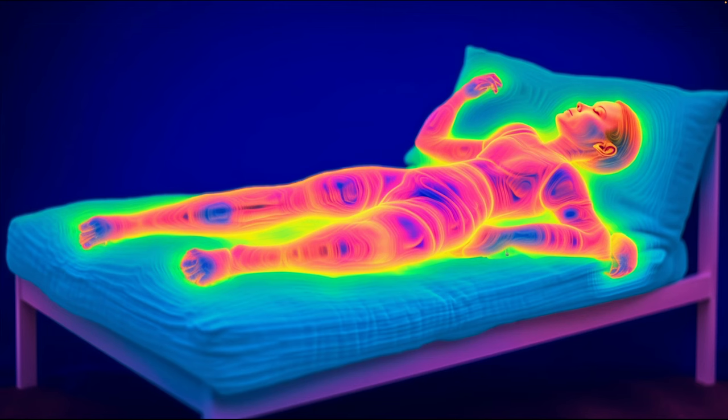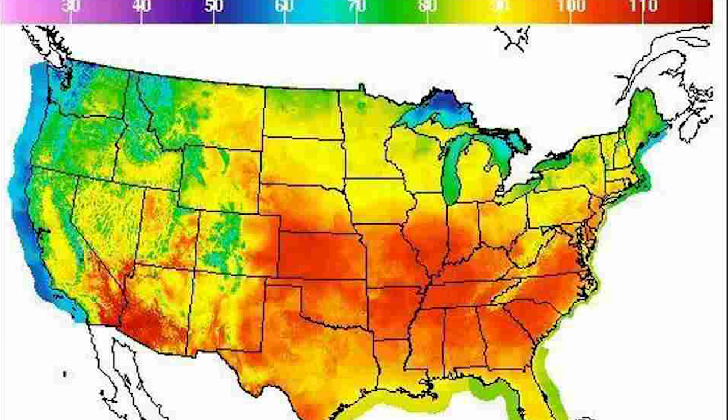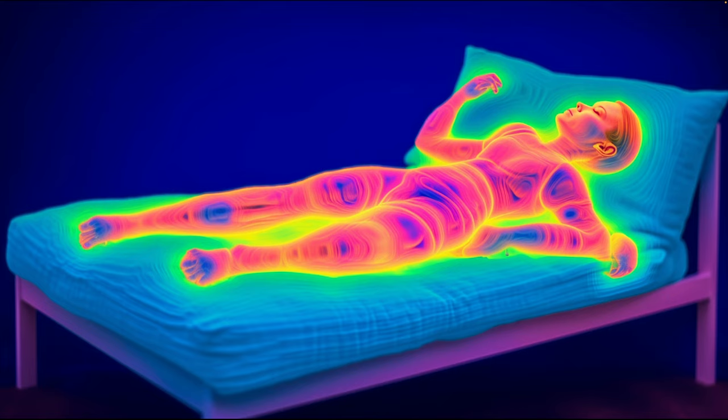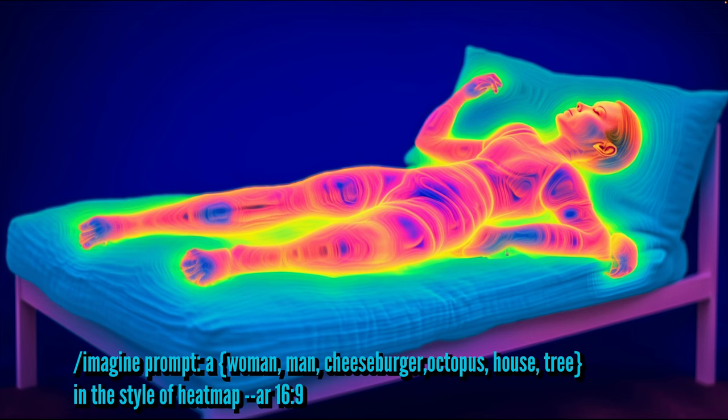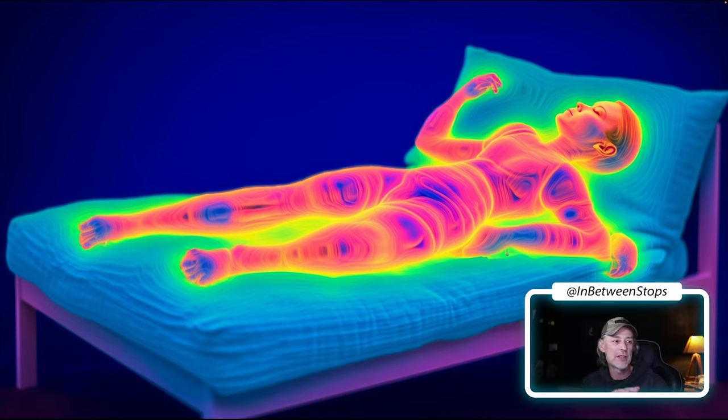This one's a pretty cool one. This is using a heat map as an art style. So heat maps are, you know, it's kind of the predator view. I may have dated us. I wish I could do a predator impersonation. Maybe I can find a sound effect for it and put it in here. Anyway, we're using a heat map as an art form. So this is a woman in the style of a heat map.